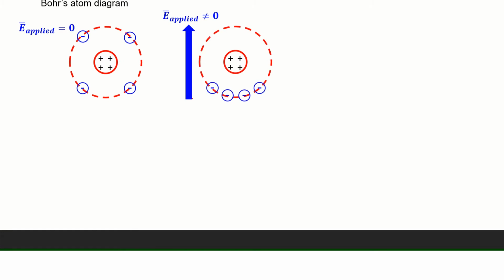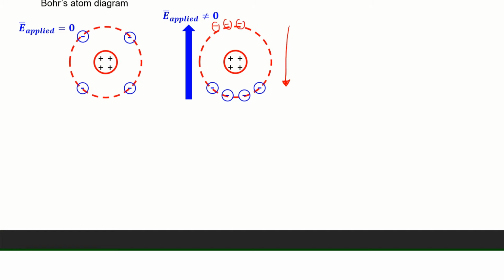Since the electric field is applied in this direction, all the electrons will be arranged in the location where this electric field is penetrating this atom diagram. If the electric field applied is in this direction, can you guess where the electrons will be? Where will be the position of these electrons? Good. So the electron position will be in this way.